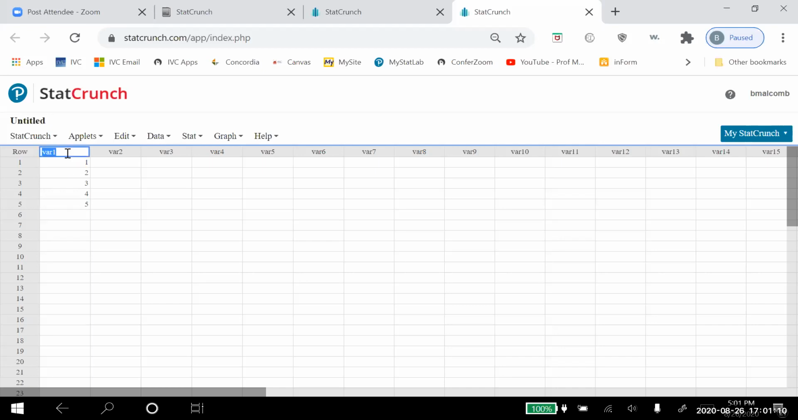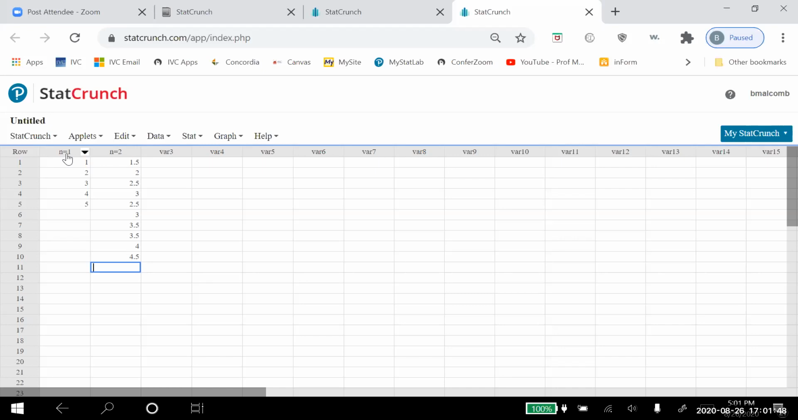Now for variable 1, I'm going to say that was when n was equal to 1. And then over here, we'll say when n, my sample size, was equal to 2, we'll enter the numbers I had there: 1.5, 2, 2.5, 3, 2.5, 3, 3.5, 3.5, 4, and 4.5. So I had those 10.